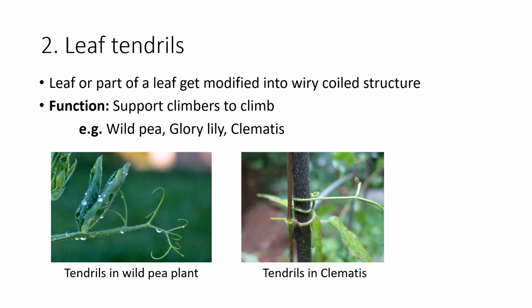Leaf tendrils. In plants with weak stems, the leaves are modified into wire-like long coil structures known as tendrils. They coil around a support and help the weaker stems to climb up. Different parts of the leaf get modified into tendrils in different plants. As you can see in the diagram, in wild pea, the entire leaf gets modified into tendril, whereas in clematis, the petiole or the leaf stalk becomes the tendril.